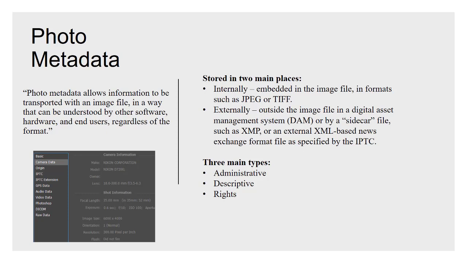Go to File, down to File Info, and you'll get this window that pops up, and it has all these different tabs: Basic, Camera Data, Origin, IPTC, and so on. That's all metadata that allows information to be transported along with your image file. It describes your data, and it works across multiple applications and platforms, which is the important thing, and that's the whole purpose of it. So, two places that your metadata goes.